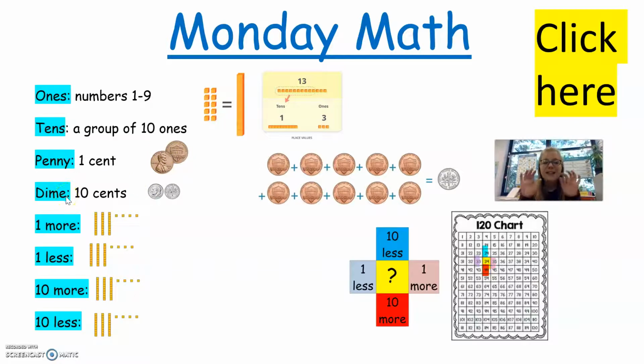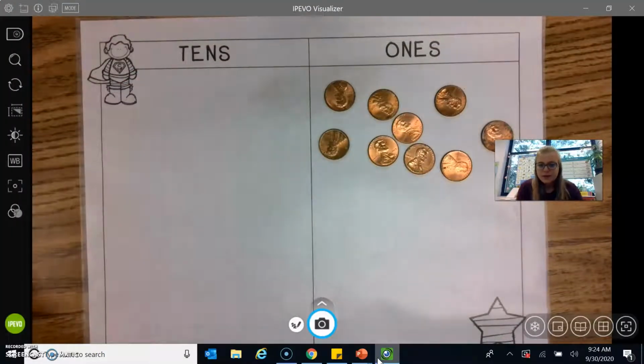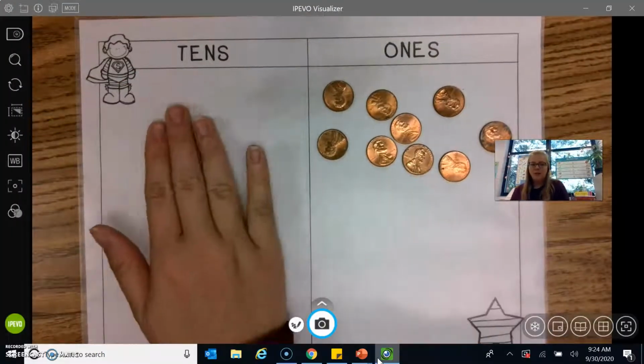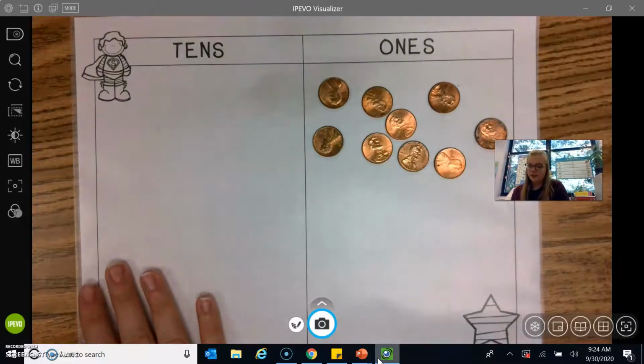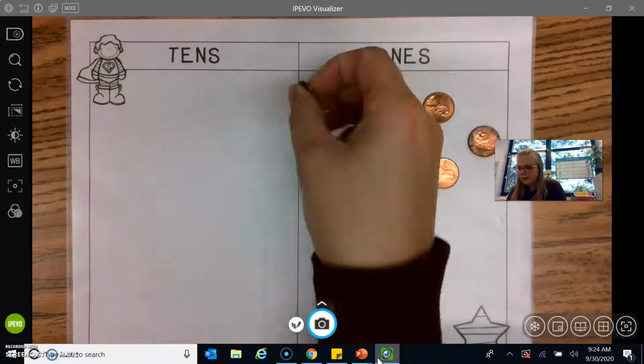Dimes are worth 10, so dimes are like a group of 10. Dimes are silver, and they look like this. They're a little bit smaller. So we have 10 pennies equal 1 dime, because pennies are worth 1 and dimes are worth 10. So we're going to look a little bit more at that. I have my tens and ones mapped, so I can look at dimes and pennies as tens and ones.